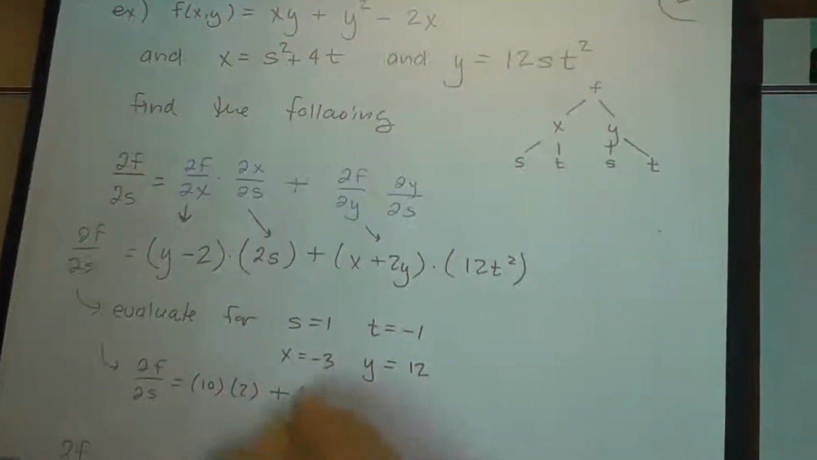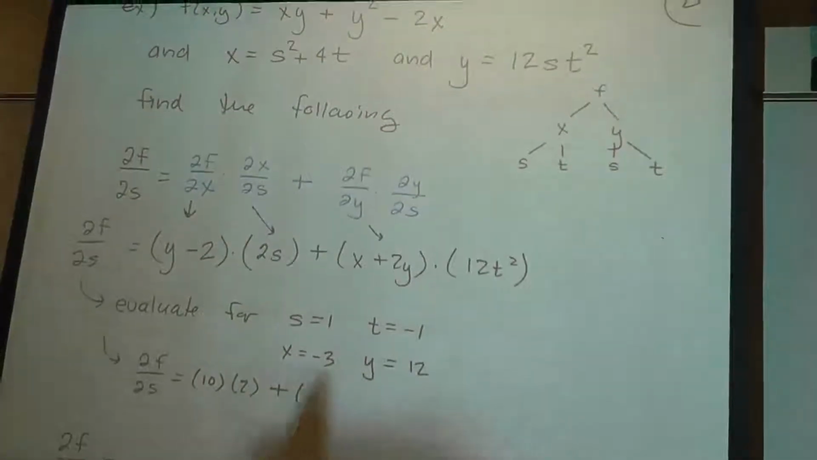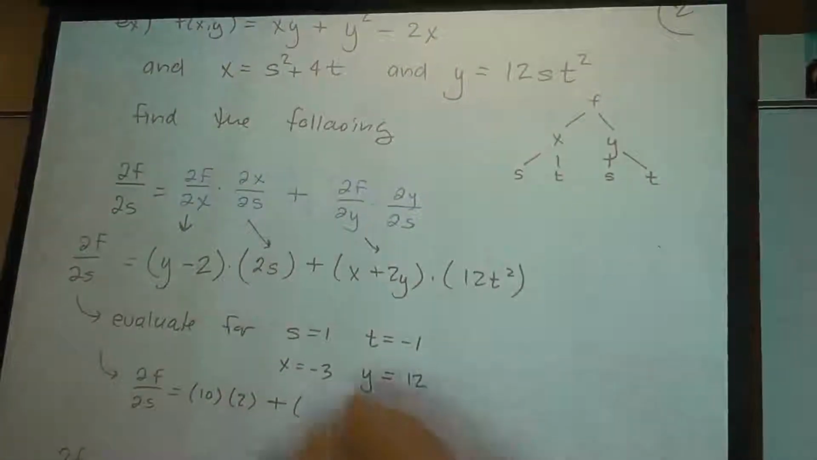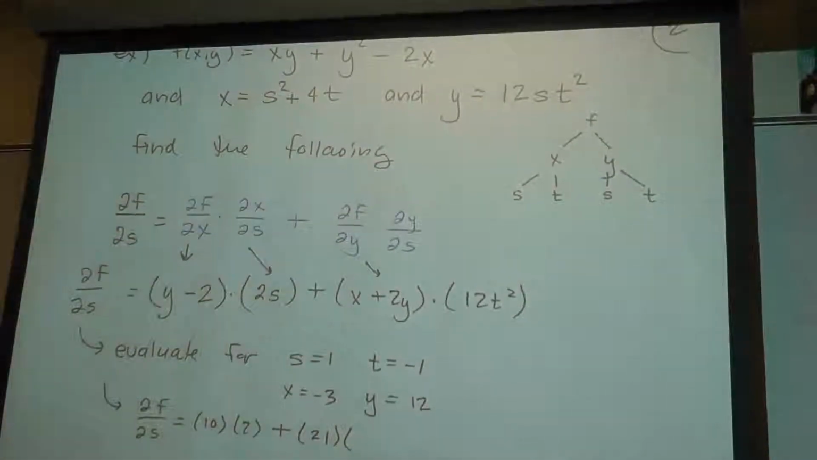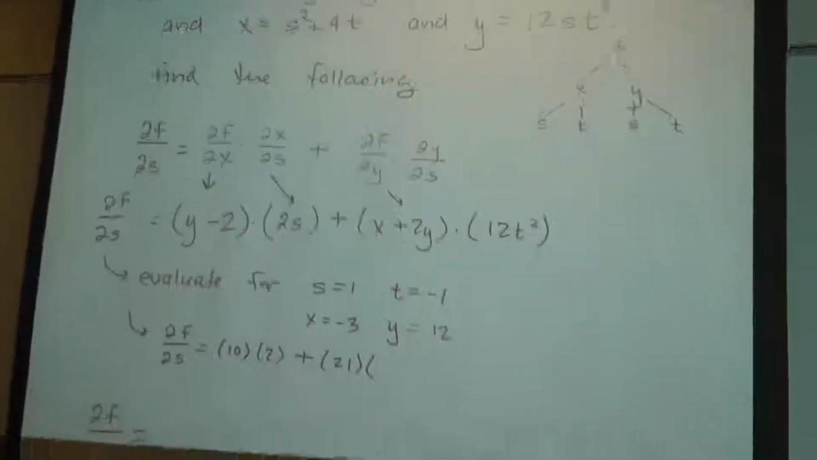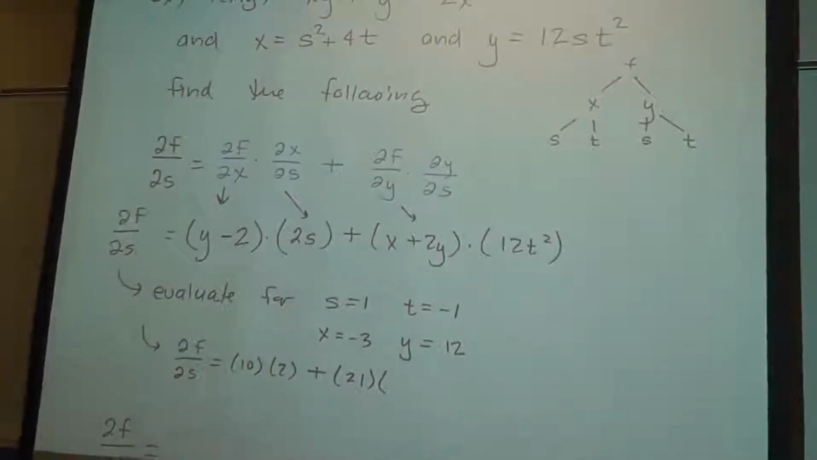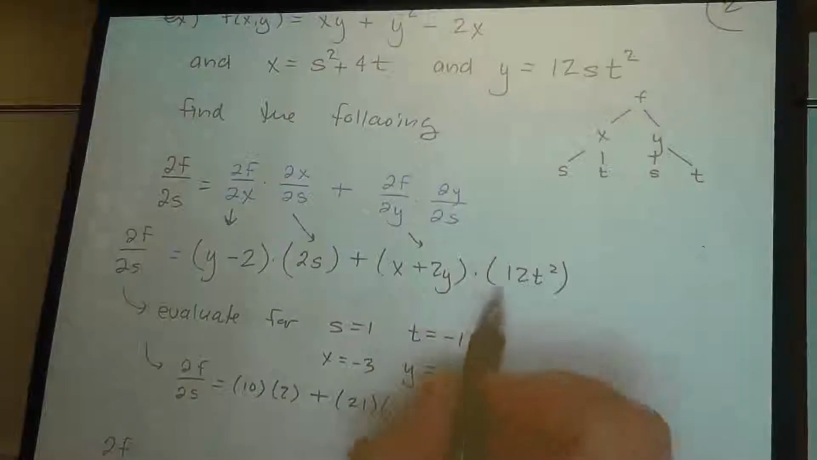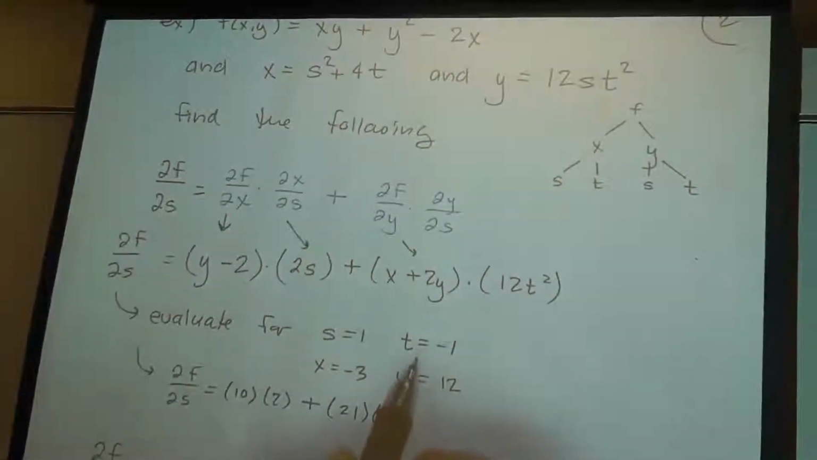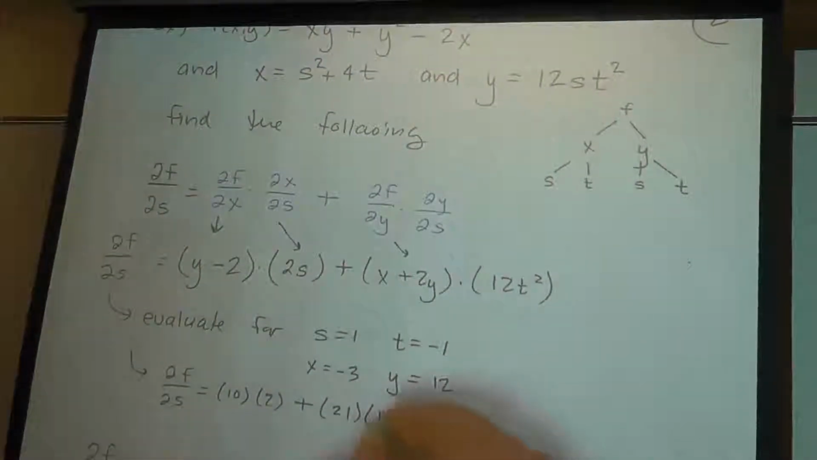And then plus x plus 2y is going to be negative 3 plus 24, so that's going to be 21, I believe. I'm terrible at arithmetic. I'll admit it. I suck at arithmetic. I have to have variables. I have to have operations. I have to have that. I stink at arithmetic. So 12t squared is 12 times 1, so it'll be times 12.